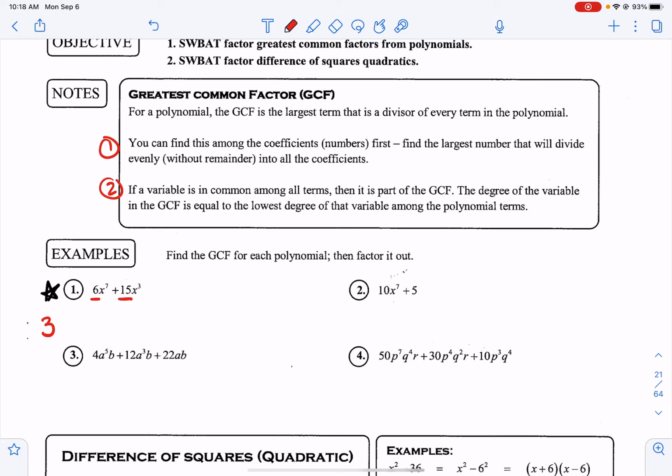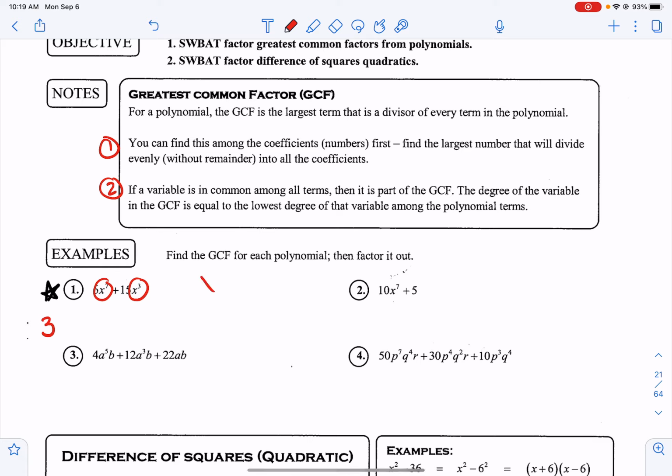Second step is to look at the variables. And this says the degree of the variable in the greatest common factor is equal to the lowest degree among the polynomial terms. Look at my variables. I have an x to the 7th and an x to the 3rd. Now, because we're looking for greatest common factor, it's really easy to want to say that the x to the 7th is the greatest, and you're right, it is the biggest. But I want to look for the greatest common factor. And when I look at x to the 3rd, I don't have 7 x's. I only have 3 x's, right?